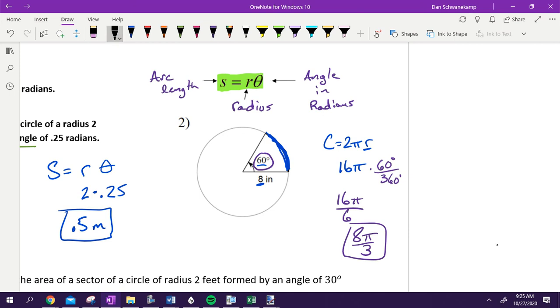Okay, let's act like we did use the formula. S equals R times theta. My R is going to be 8. What's the problem with theta here? I'm in degrees, so I would have to convert it first. I would have to take 60 degrees, and I would have to multiply by, what would I have to multiply by? Pi over 180, because I want to convert it.